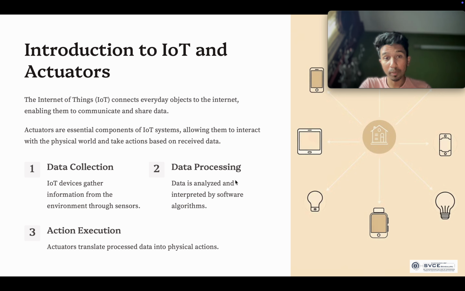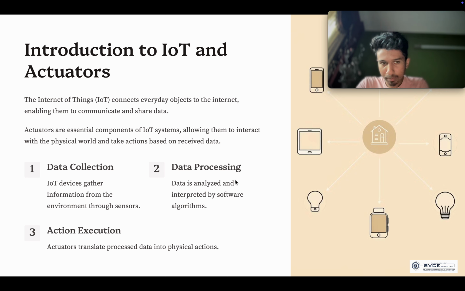Actuators are essential components of IoT systems, allowing them to interact with the physical world and take actions based on the received data. So actuators basically perform actions. Based on the sensors, we get the data from the sensors and it goes to the processing unit, and from there, based on the data received, we perform certain actions. These actions are executed by actuators.